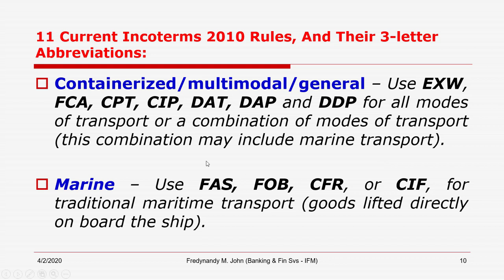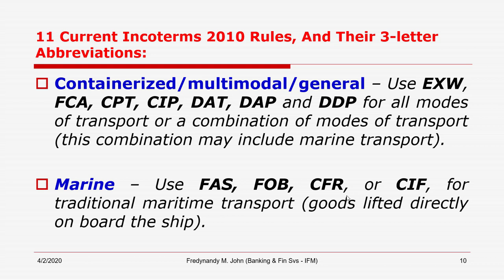The second group is the marine Incoterms. Marine Incoterms refer to all those Incoterms that are designated to be used for marine transport. So here we have only 4 Incoterms, namely Free Alongside Ship, Free On Board, Cost and Freight, and the last one is Cost, Insurance and Freight. So as I've mentioned earlier, these 4 Incoterms are designated only for marine transport.